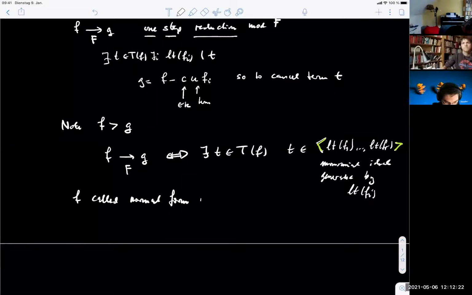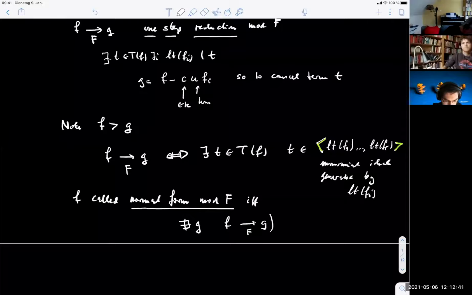Normal form mod F. If, okay, there is no G such that F reduces to G. Or, okay, F equals 0. Okay. So, you know, normal forms are very important in mathematics.